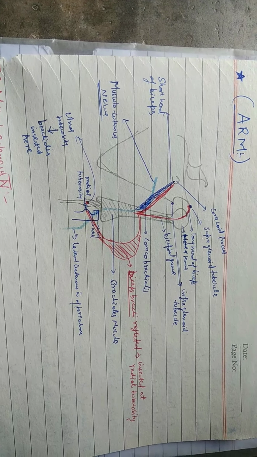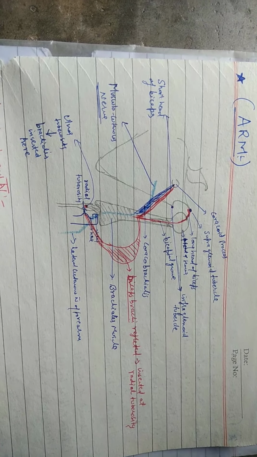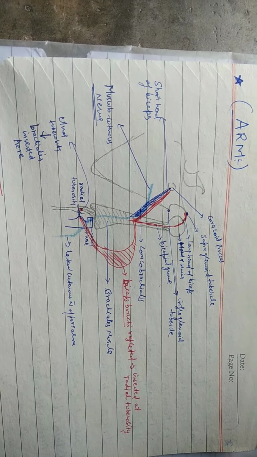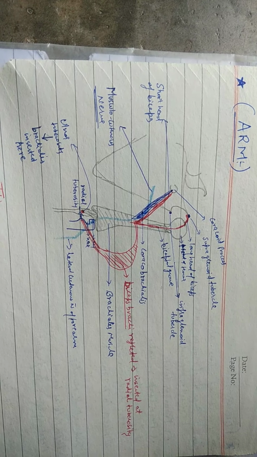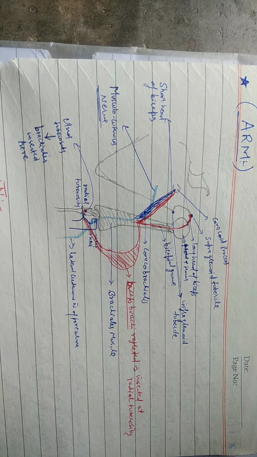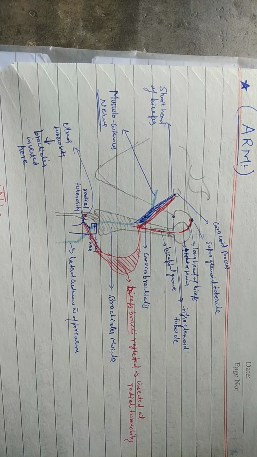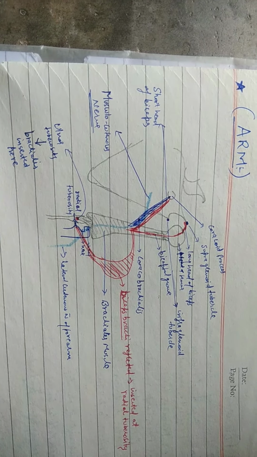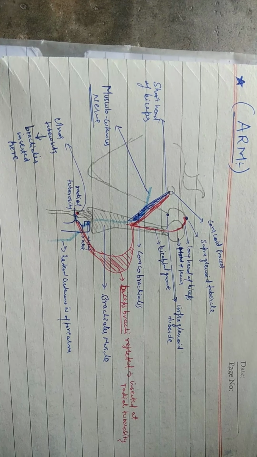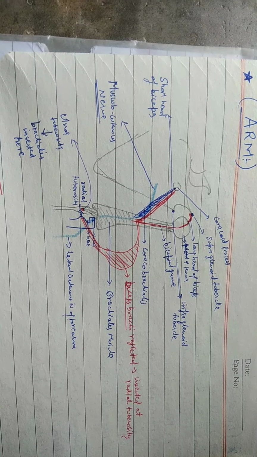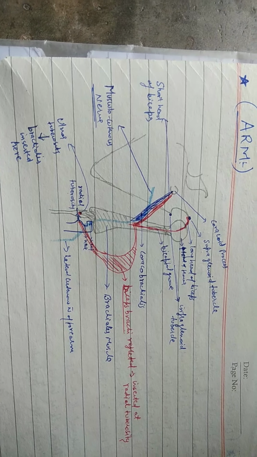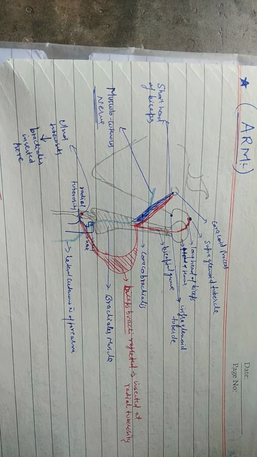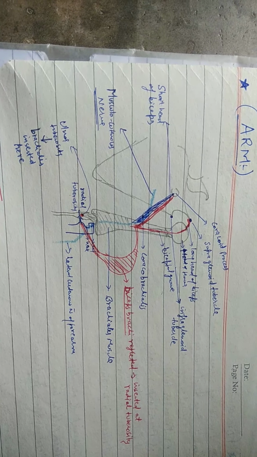So we'll discuss about arm. Basically, the arm is formed by the muscles and bones which are comprised of the scapula and humerus. So guys, see here what are the contents which are present in the arm. First of all I'll discuss the scapula bone, and then I'll discuss the humerus bone.